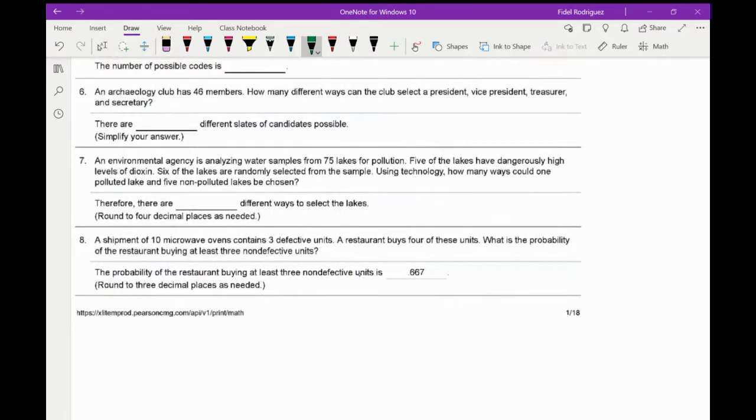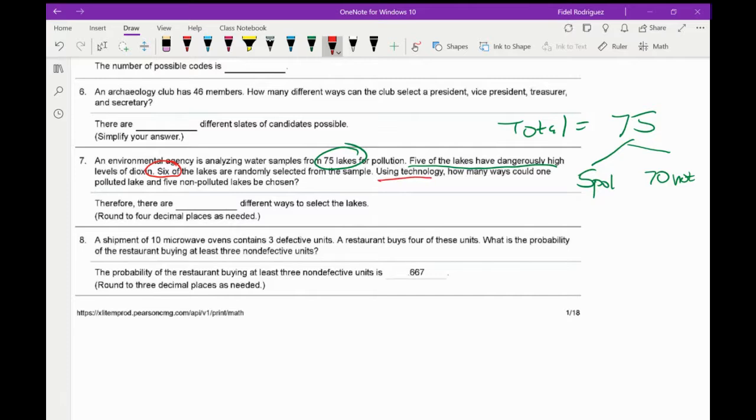So first thing I know is we have a total of 75 lakes. So my total is 75, okay? And it says that 5 of the lakes have dangerously high levels of dioxin. So out of those 75, I know that 5 of them are polluted. So that tells me that 70 of them are not polluted, right? Now we also know that we're going to choose a total of 6 lakes, right? We're going to choose 6 of them. And it says, using technology, how many ways could 1 polluted lake and 5 non-polluted lakes be chosen?